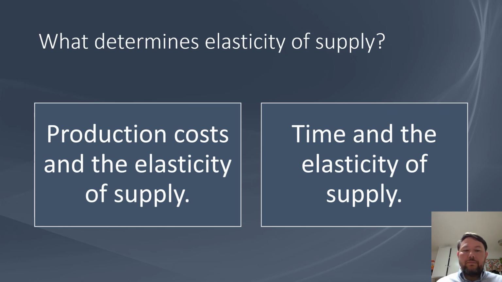So for example, the supply of gold is relatively inelastic compared to other products. It is difficult to get more gold. It is not easy for firms to get more gold. And so the supply of gold is inelastic.